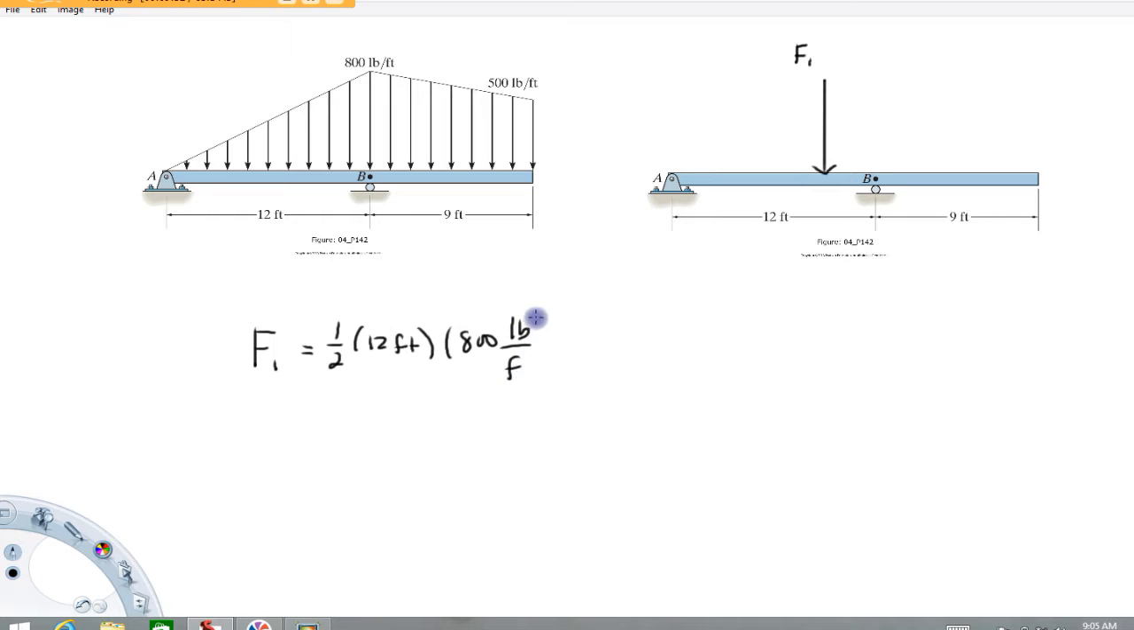Pound over feet. And that's going to be, let's see, 6 times 800, 4,800. Now these feet are going to cancel. It's going to leave us with pounds. So that single force vector that's equivalent to this triangular load is going to be 4,800 pounds, and it's going to be 8 foot from the left-hand side, because the horizontal coordinate of the centroid of this triangle is 2/3 from the end.